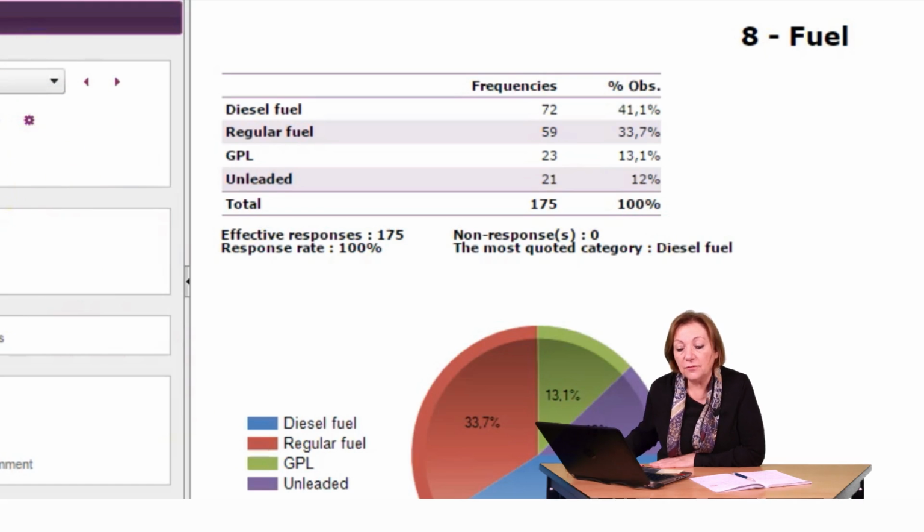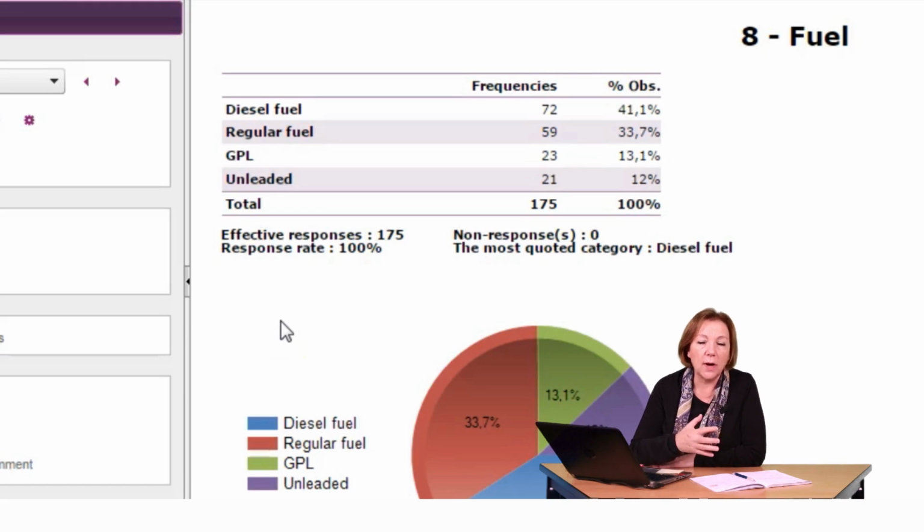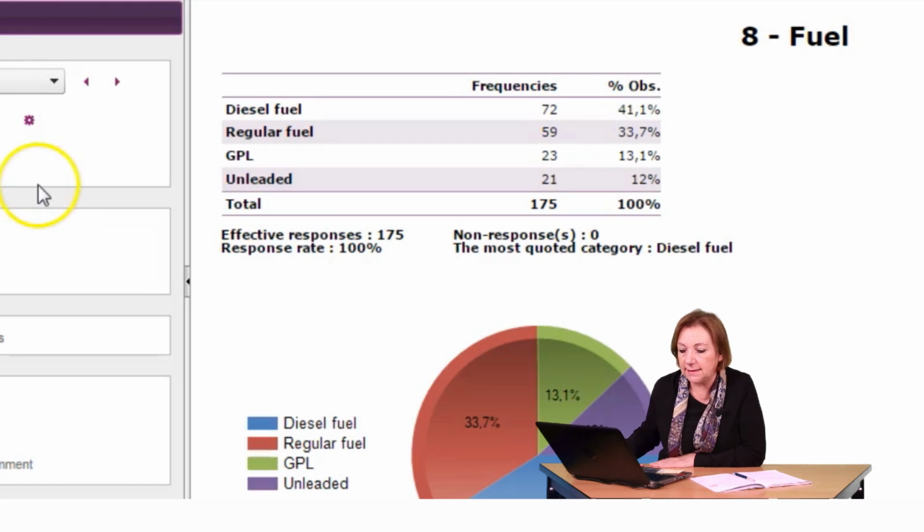Here we have options that allow us to present the results of the variable in a more palatable way, in a way that is more attractive for a reader of the report. So don't hesitate to use these options to adapt the way in which you're going to present categorical variables.